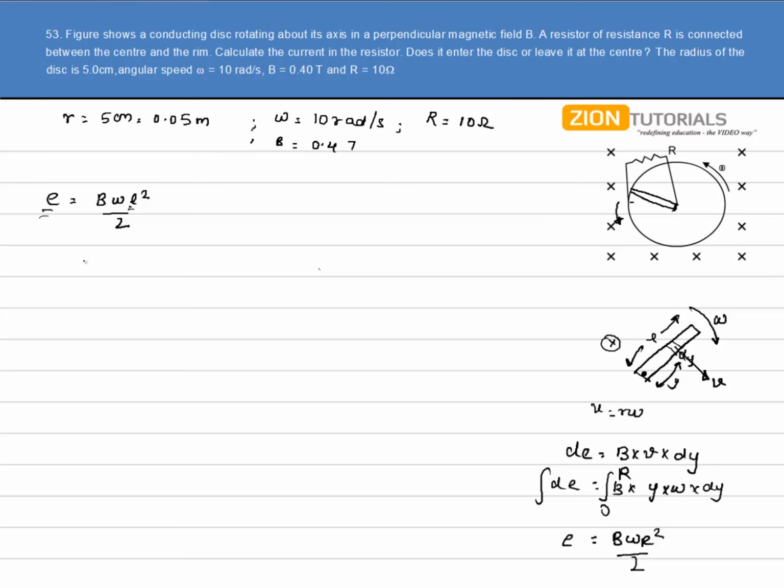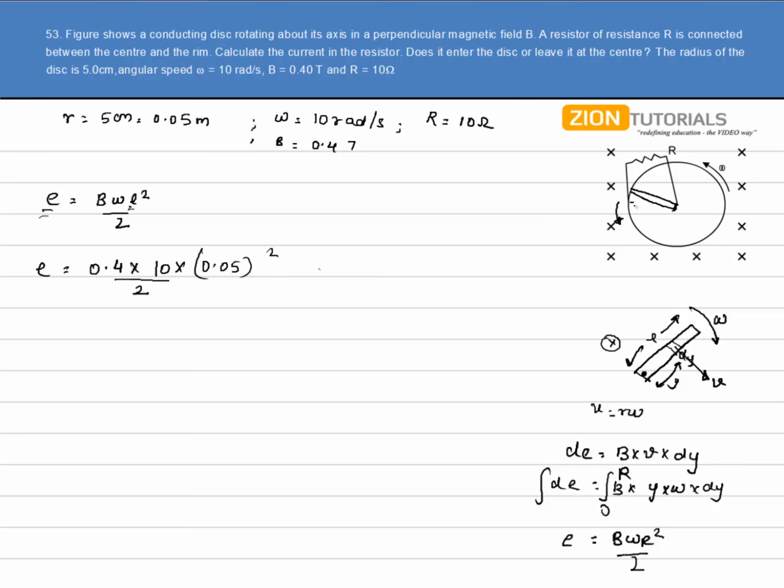So simply substituting all the values, I have magnetic field as 0.4, omega as 10, length that is equal to the radius given by 0.05 whole square, divided by 2. This is the EMF that is generated.